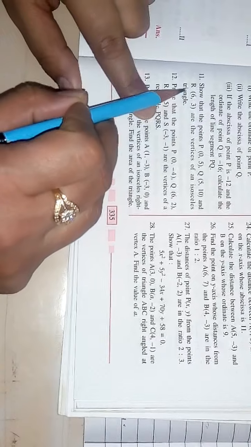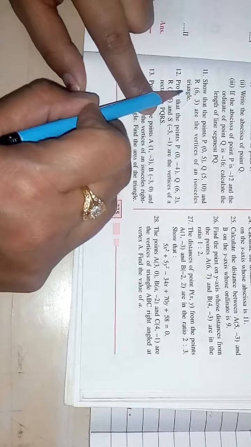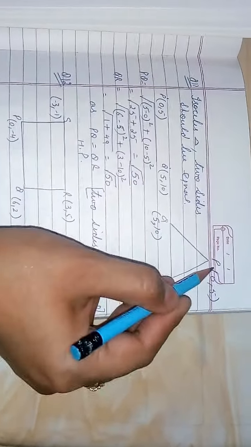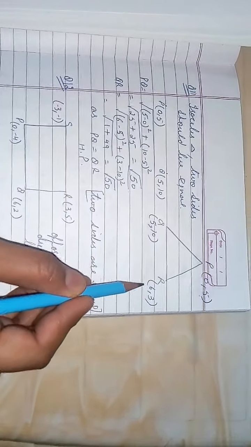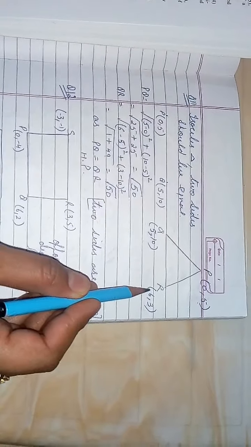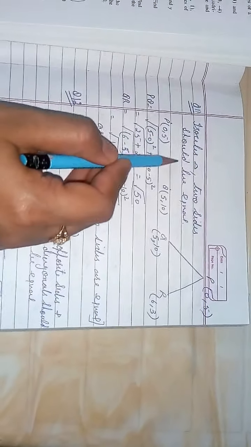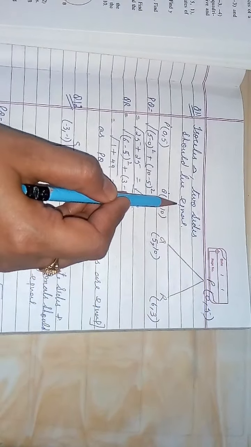Show that points P, Q and R are the vertices of an isosceles triangle. Now all of you know what an isosceles triangle is. So let's draw a triangle here. Point P is given as (0, 5), Q is (5, 10), R is (6, 3). You have to prove that these are the vertices of an isosceles triangle. And children, you know that in an isosceles triangle, two sides should be equal. Then only the triangle is said to be an isosceles triangle.